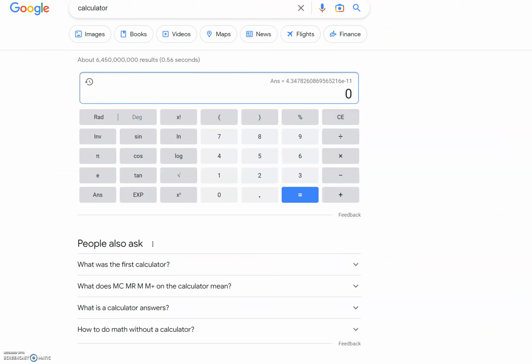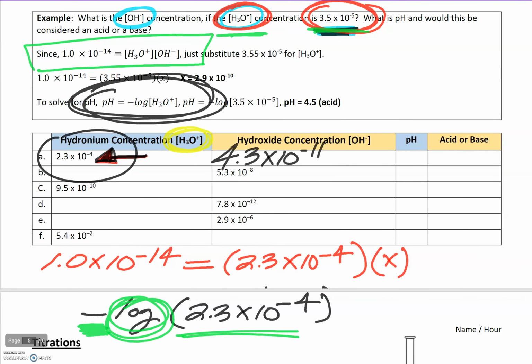Let's go over here. I'm going to clear this out. We're going to hit log 2.3, and I believe we said negative 4. And we'll hit enter. See, here we go. We got negative 3.6. Remember, I said we're just going to drop the negative. So we're going to come up here, and the pH becomes 3.6.